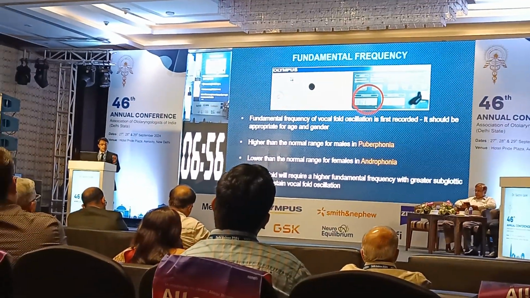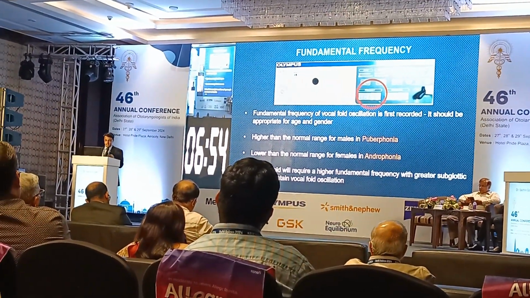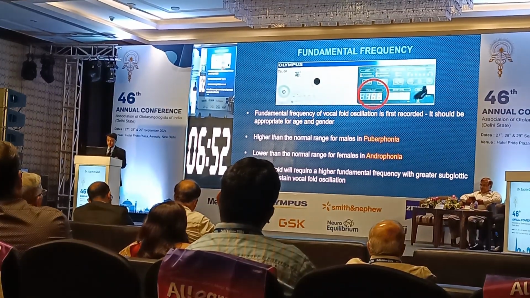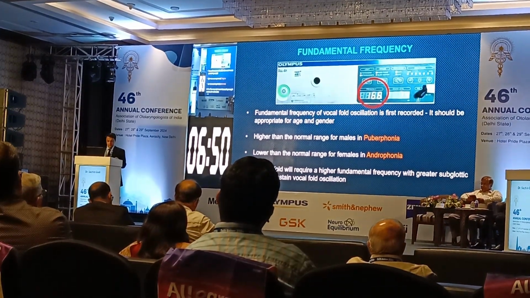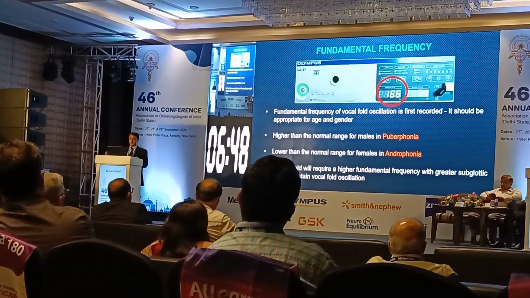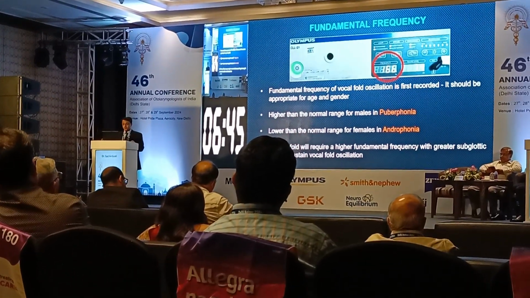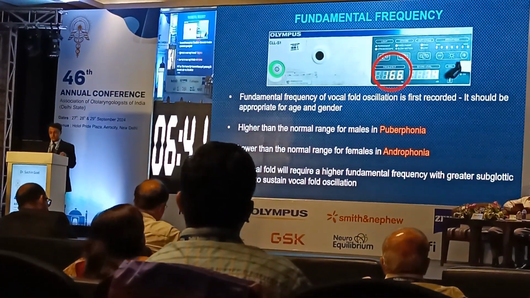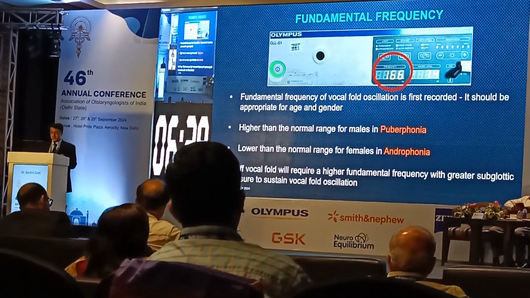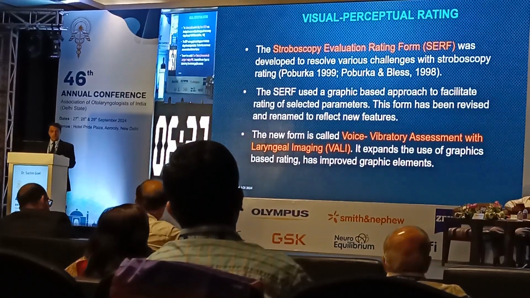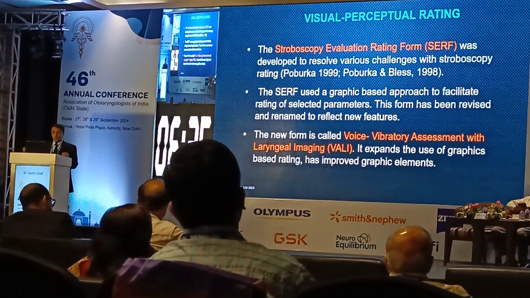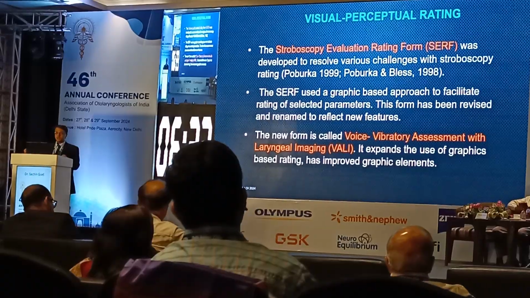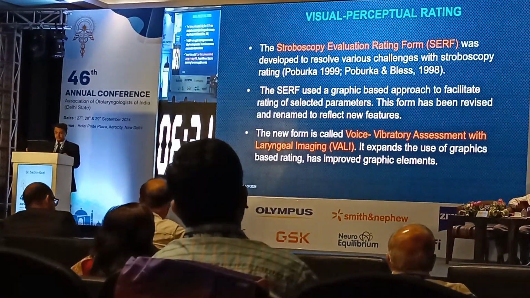We first record the fundamental frequency of the patient. As you can see, the stroboscope console is showing a frequency of 166 Hz. It should be appropriate for the age and gender of the patient. If the frequency is higher than normal in males, we see this in puberphonia, whereas lower than normal in females is seen in androphonia. Now, it is very important to understand how to document and read the stroboscope.